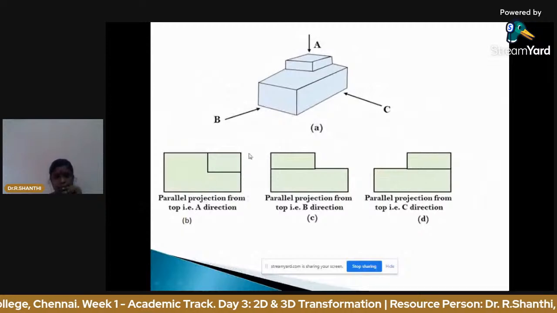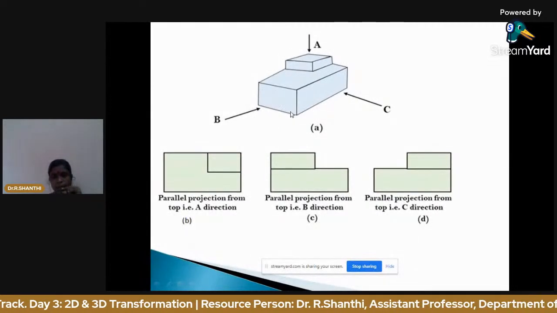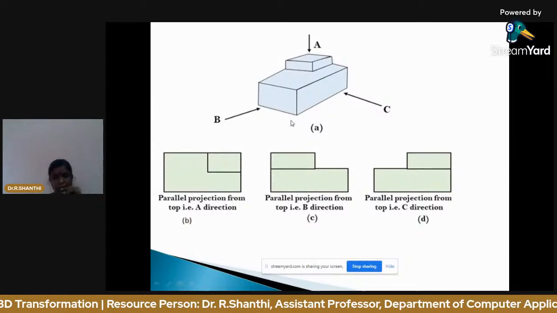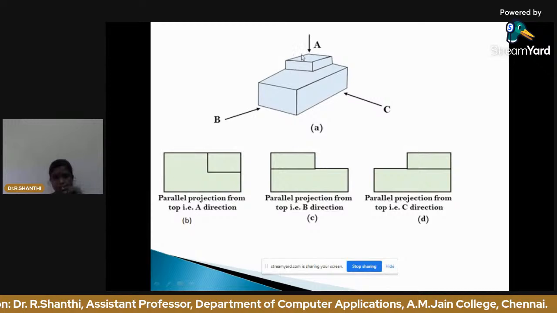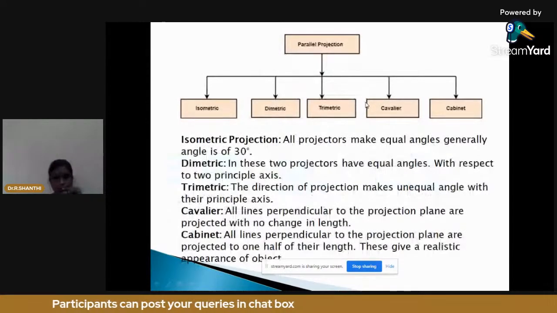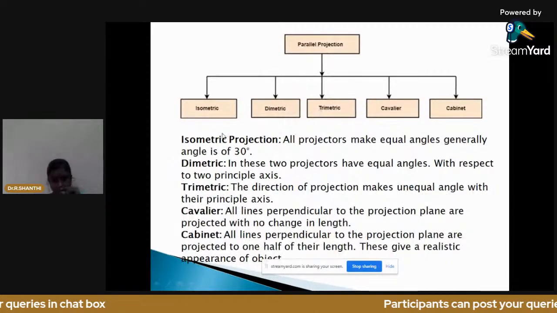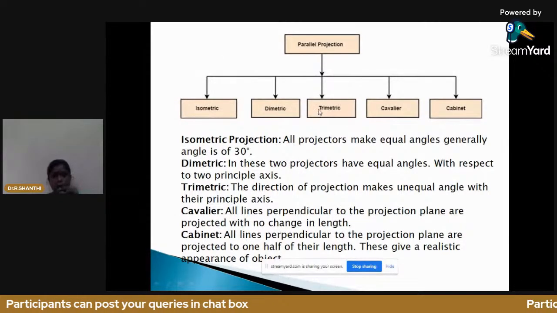So I said we'll be having different views. This is your top view. This is your front view. So you have different types of views in your parallel projection, right? This is from A, this is from this side, this is from C, all the possibilities. Then in parallel projection, I said you have these types, that is isometric. I said if all the angles are equal, it is isometric. Then dimetric, I said two. Tri means all three will be different.